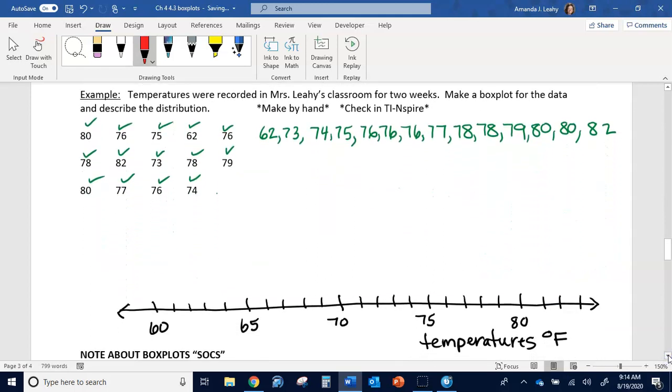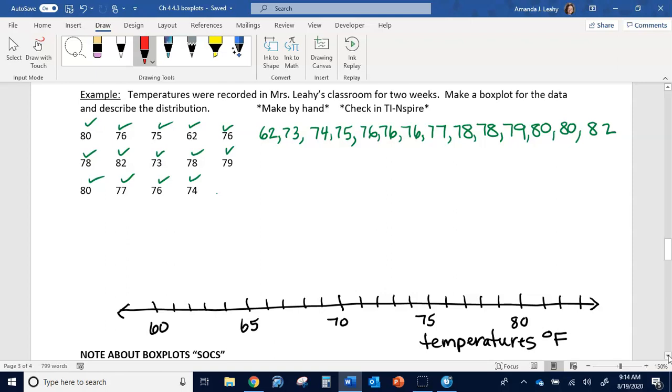So now it's time to actually make a box plot. To make the box plot, you are going to find the 5-number summary, determine if you have any outliers, and then sketch that box plot. Now I've already taken the temperatures recorded in Mrs. Leahy's classroom for 2 weeks, and I've put them in order.